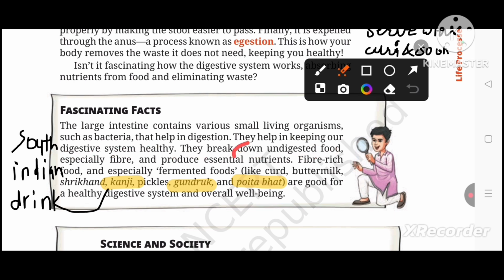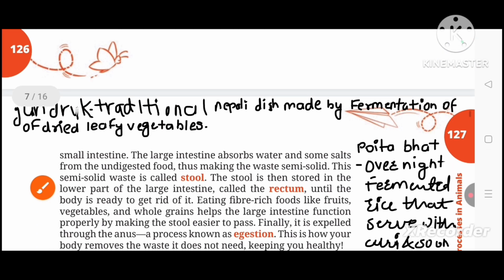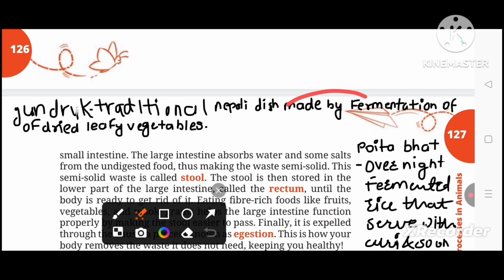They break down undigested food, especially fiber, and produce essential nutrients. Fiber-rich food, and especially fermented food like curd, buttermilk, srikhand, kanji, pickle, gundruk, and poita bhat are good for a healthy digestive system and overall well-being. I think you know about curd, buttermilk, and srikhand, but kanji is a South Indian drink, and gundruk is a traditional Nepali dish made by fermentation of dried leafy vegetables.